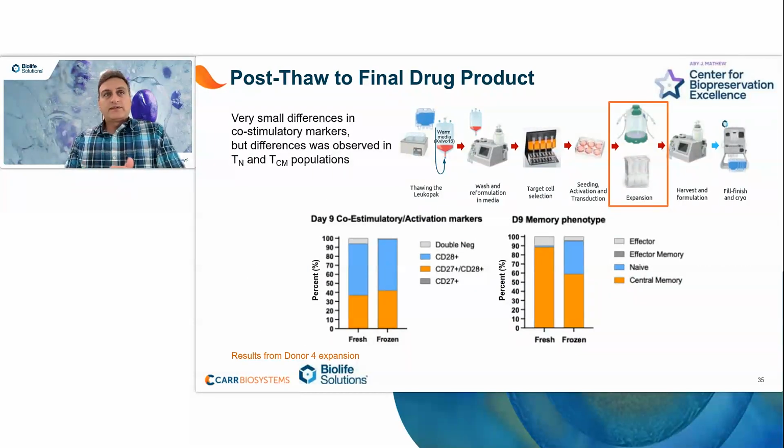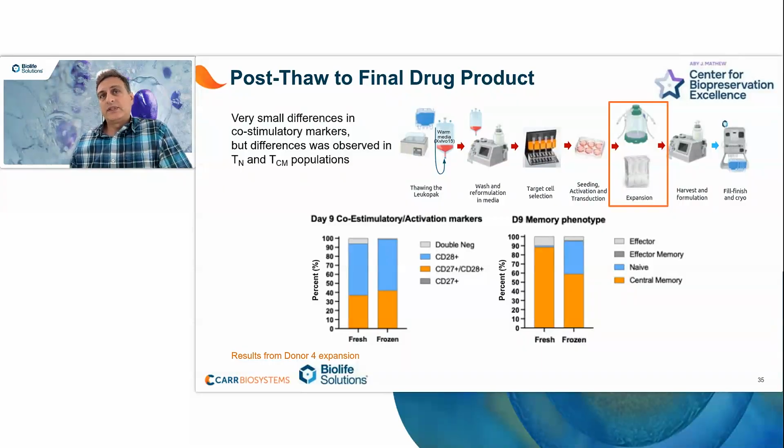Further characterization of that final product in terms of the co-stimulatory activation markers, looking at whether the cells are getting exhausted or not, looking at different phenotypes of CD27, CD28 expression, and also the phenotype of the cells in terms of naive versus central memory, effector and effector memory. In terms of co-stimulatory factors and activation domains, CD27, 28 are very much identical between fresh and frozen, with frozen group maybe just slightly higher on the double positive group of cells.